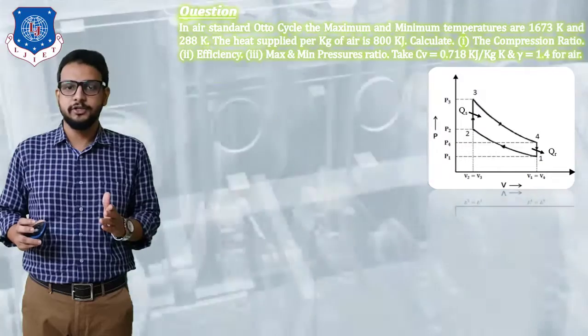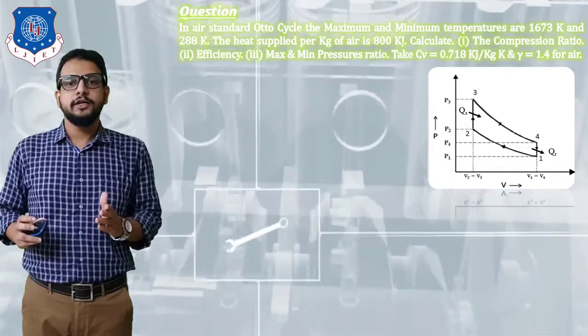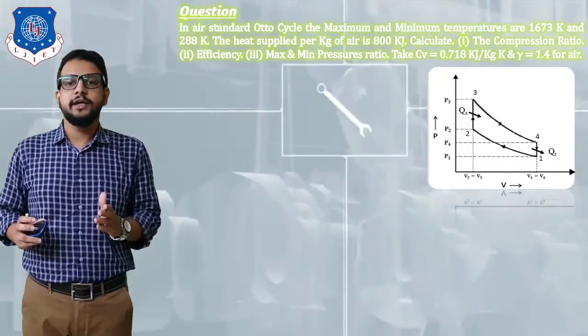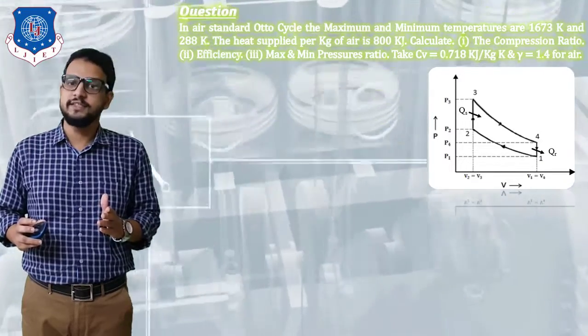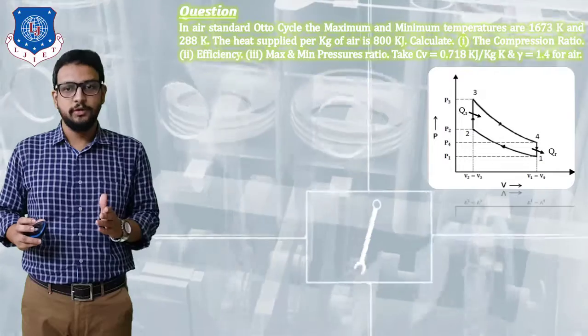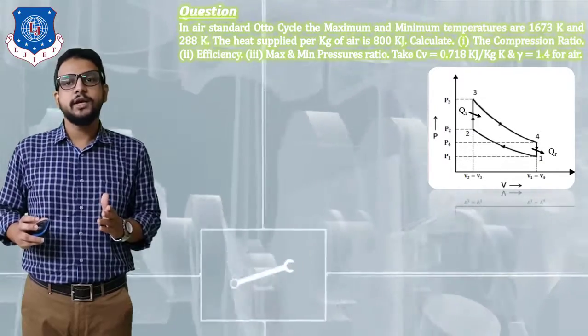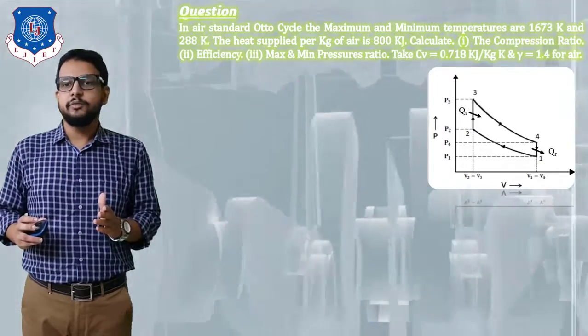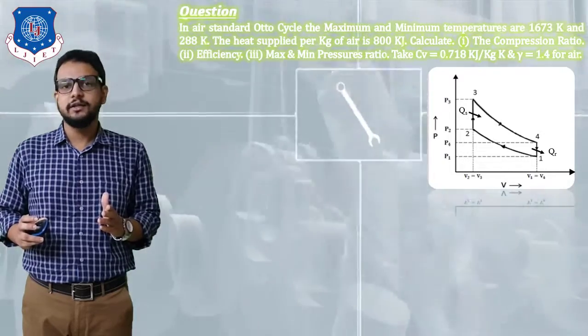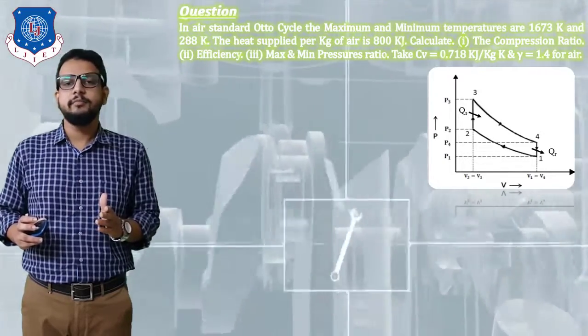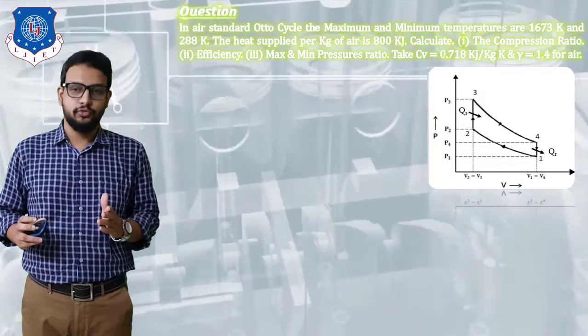That is the minimum temperature. Further, it is given that the heat supplied per kg of air is 800 kilojoule, which means Qs is 800 kilojoule per kg. We need to determine first the compression ratio, small r, second the efficiency of the cycle, and third the maximum and minimum pressure ratio.